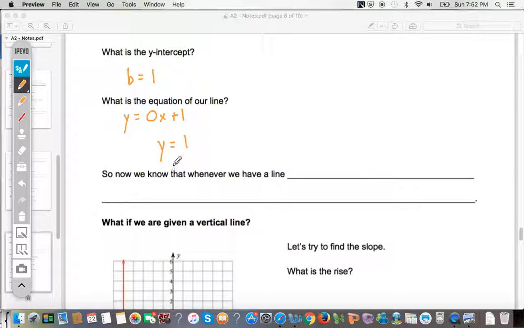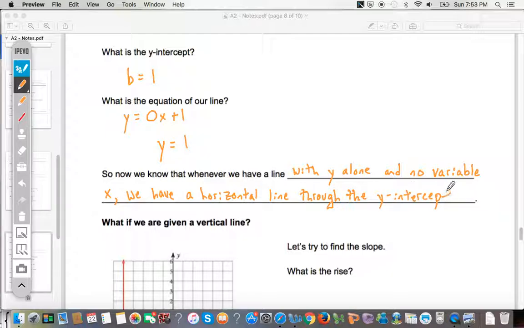So now we know that whenever we have a line with y alone, and no variable x, we have a horizontal line through the y-intercept. Great. So, pause the video if you need more time.